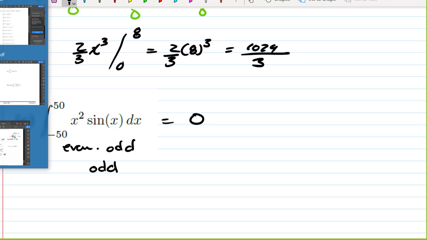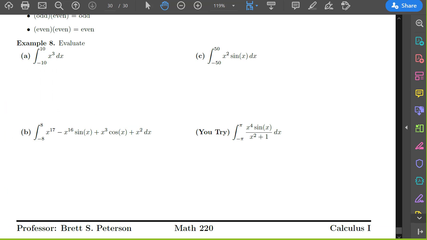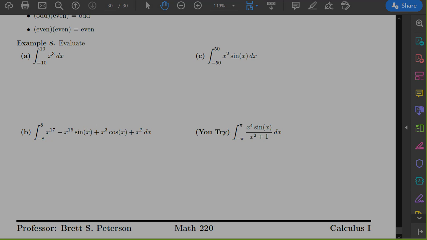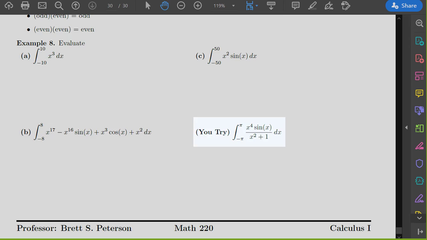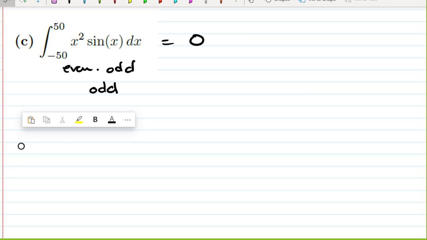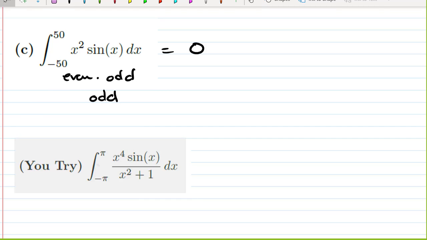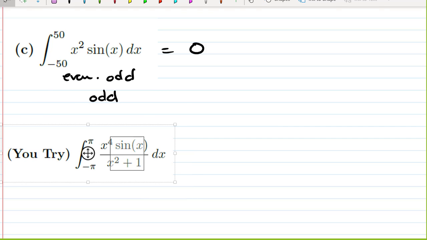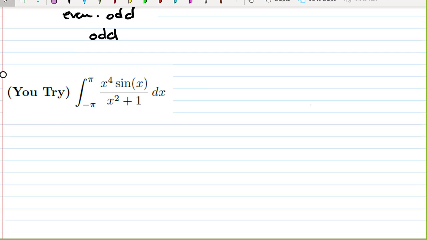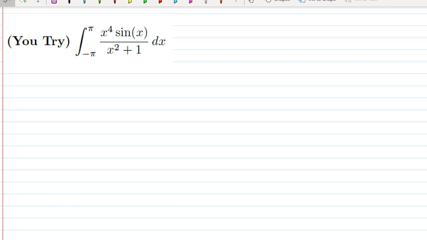All right. It's now your turn. So let's go ahead and determine the value of this integral.